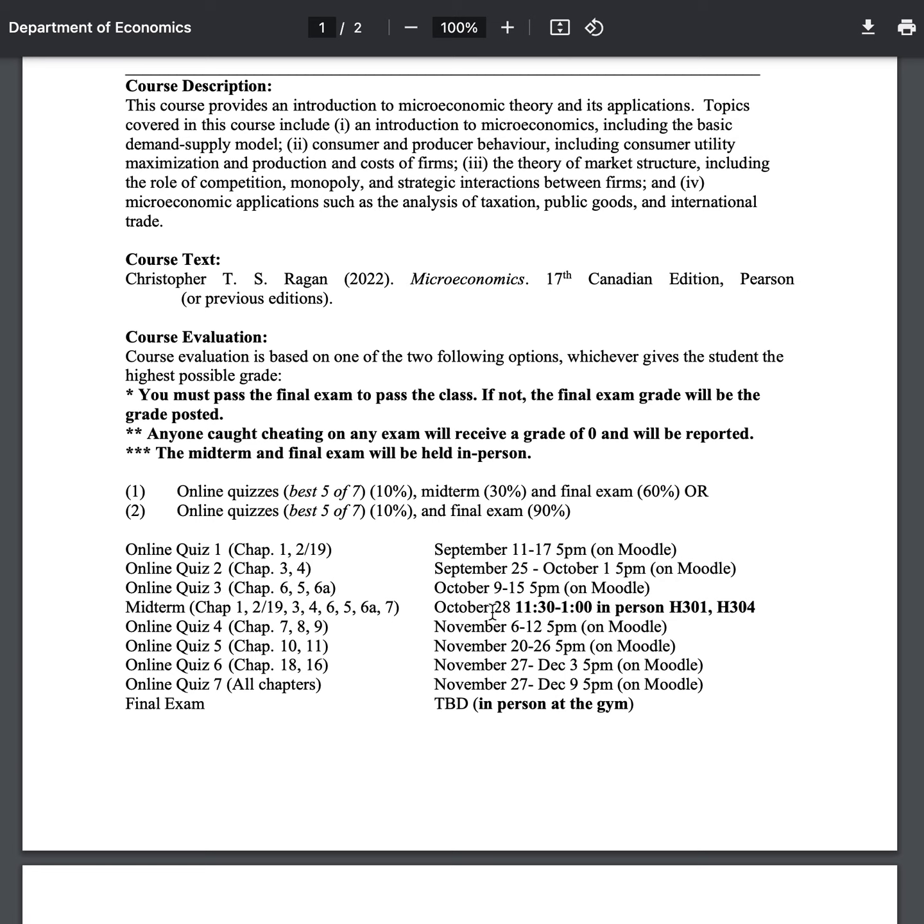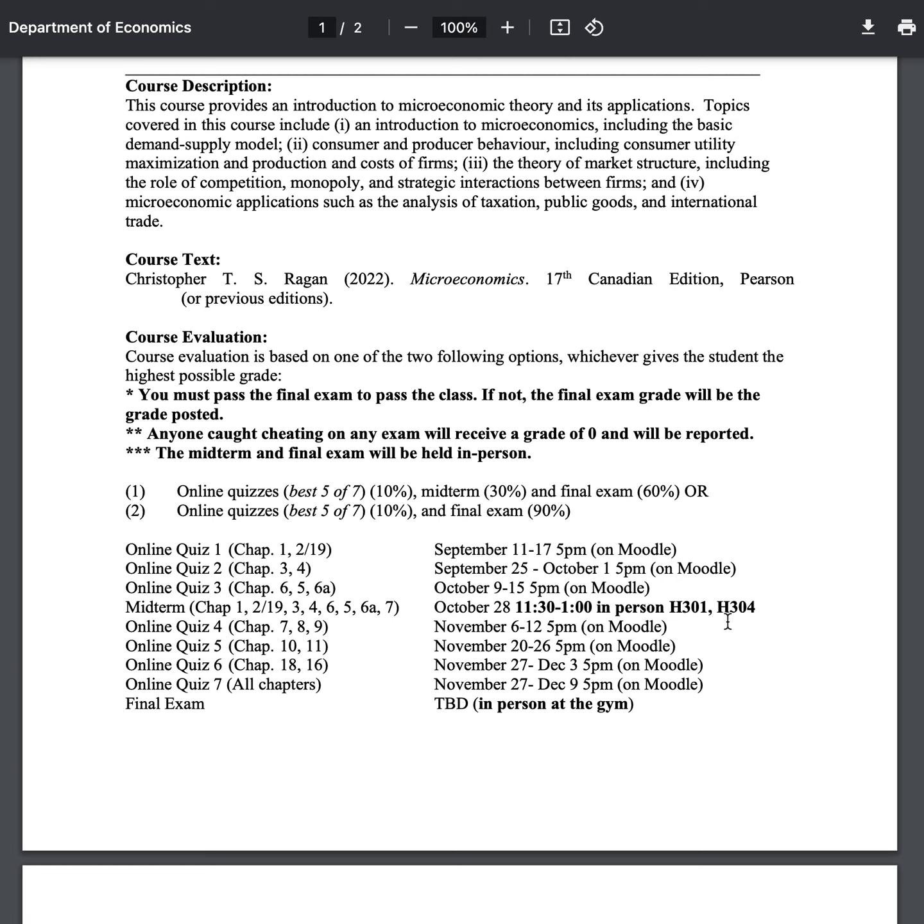So the midterm is October 28th, which is in the Gator block, so no one has class at this time. And because you are a lot of students, it's going to be in 2 or 3 different classrooms on Hamilton. I'll let you know when that date gets closer.